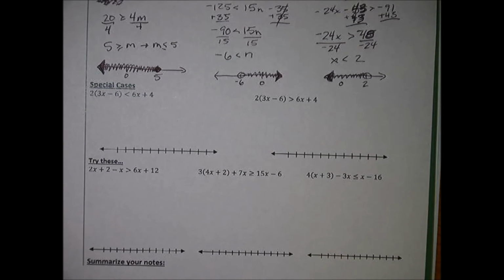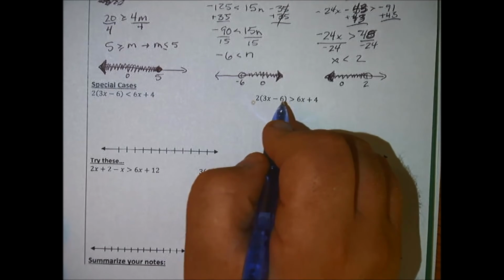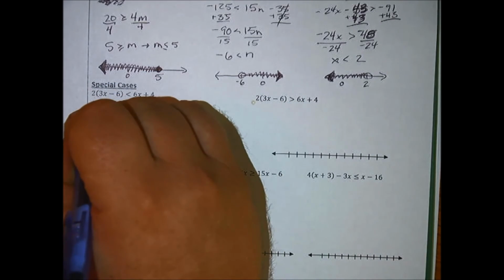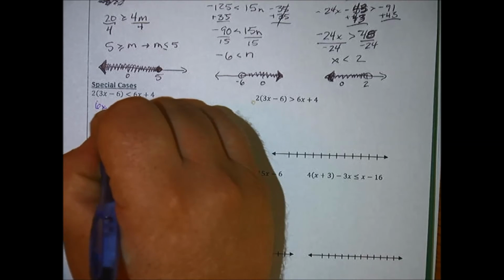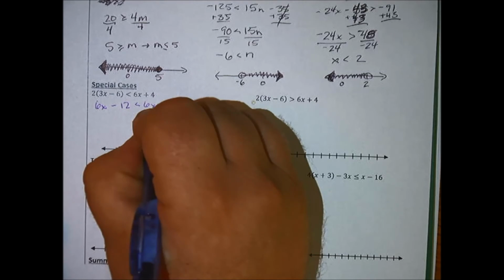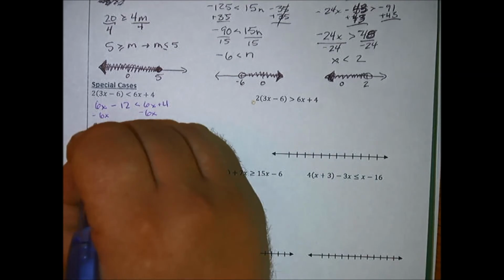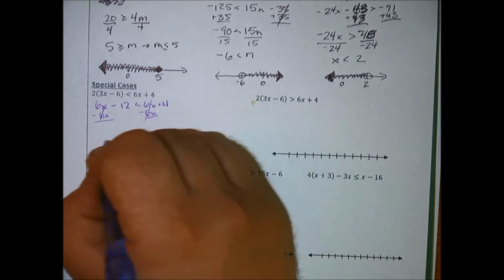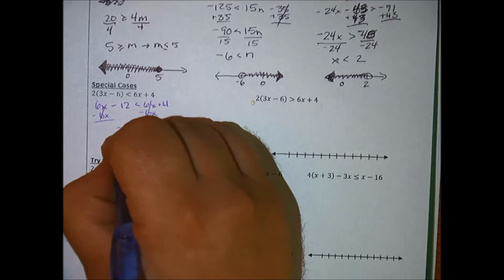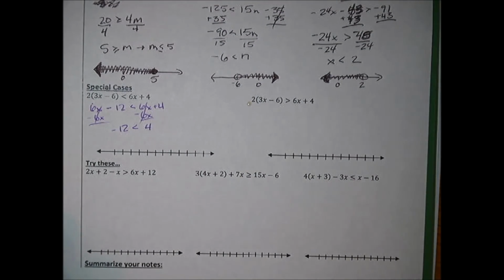Now, we have some special things going on. Let's go ahead and distribute first. I have the same problem. The only thing that's different here is the sign, the inequalities are flipped. So I have 6x minus 12 is less than 6x plus 4. When I subtract 6x from both sides, those go away on each side. So I have negative 12 is less than 4. All right, is that true? That's what you have to ask yourself in this case.